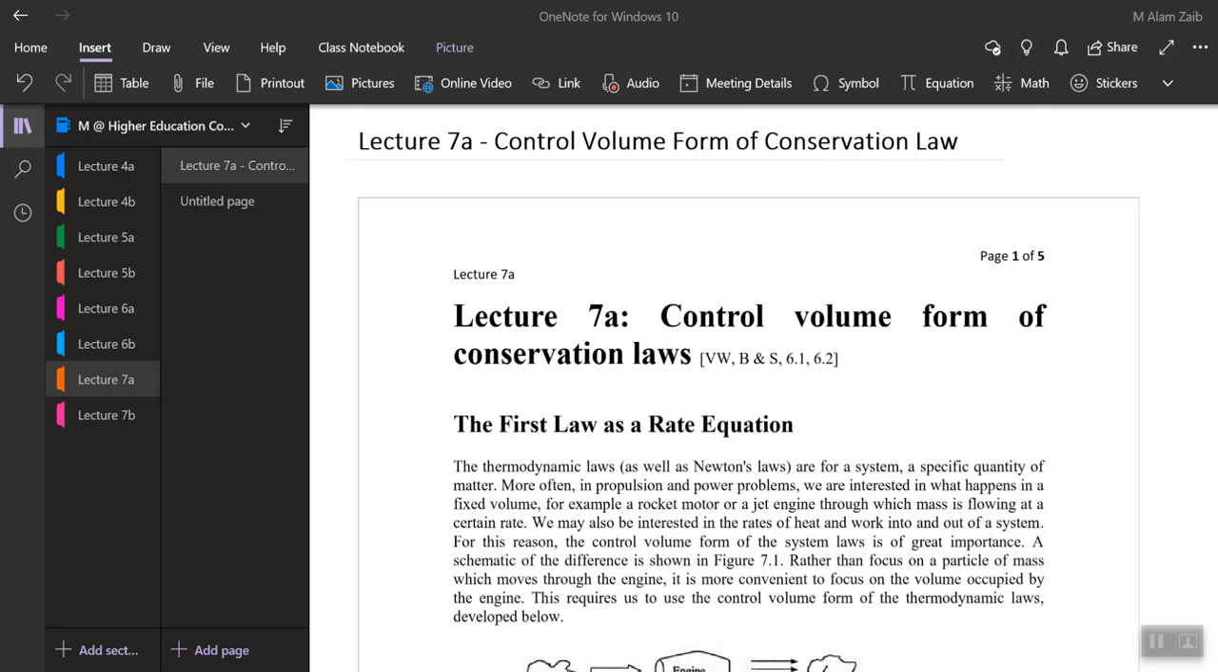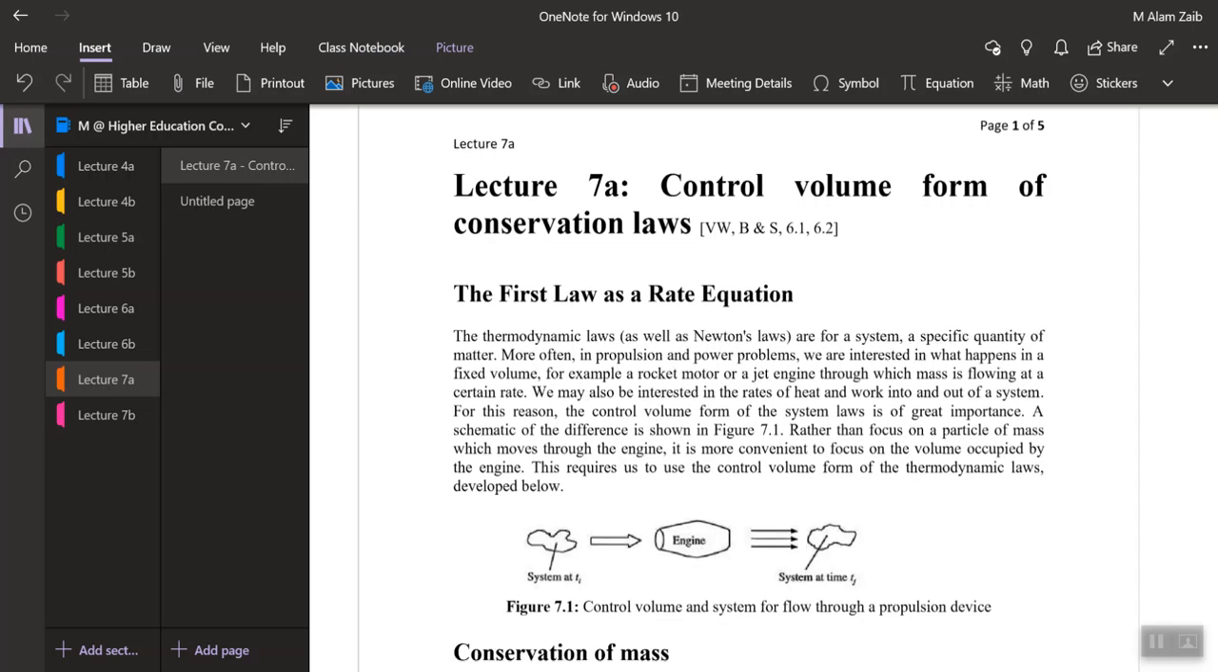Last lecture we did the control mass form of the conservation law, in which the mass of the system was fixed. In other terms, there was no mass moving into the system and no mass leaving the system. And that's true for many laws, like Newton's law and the thermodynamic law.